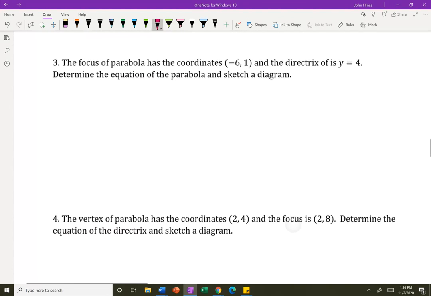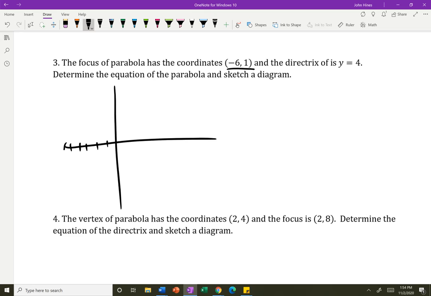We can do it. The focus of a parabola has these coordinates. All right, draw a picture. I'm going to label that F: (negative 6, 1). And the directrix is at y equals 4, so 1, 2, 3, 4.